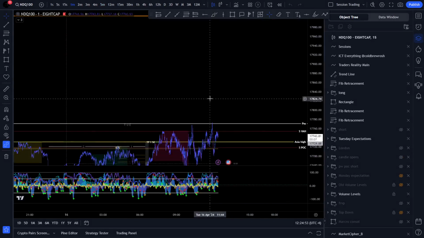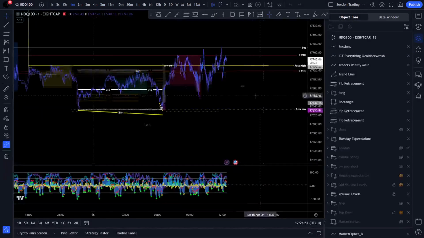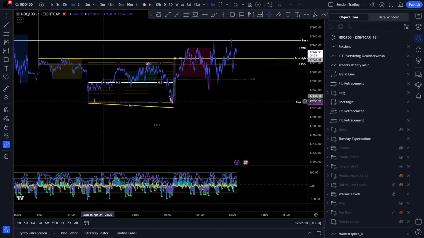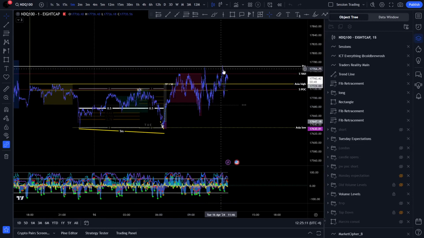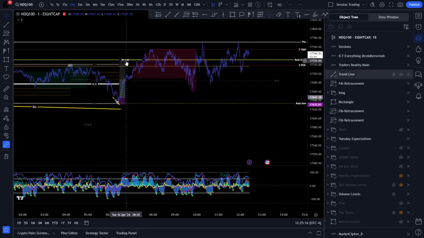But the Tuesday expectation, by this point now, my expectation is met for the morning session. So we had a consolidation coming out of Asia. We dropped down, we took the Asia low. Then we expanded up, taking Asia high, and then we've continued up to the PM level. So there's my entire expectation for that met.